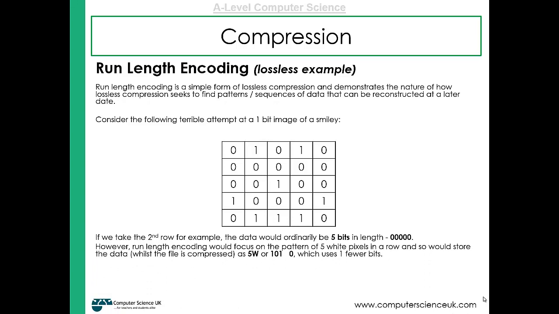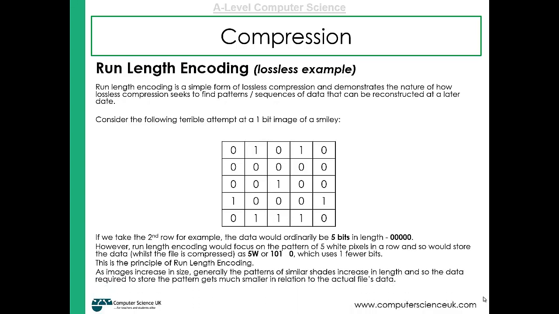Now run length encoding would see that pattern, and what it would do is instead of storing it as 5 bits, it would store it as the number 5, which is how many bits there are, and then the actual bit for each pixel, which would be 0. So it would be 5 whites, or 101, 5, and a 0 for white in this case, which uses 1 fewer bit. So 101, 0 is 4 bits. That is 1 less than the 5 bits in the original image. So that's the principle of run length encoding. Now obviously that doesn't seem like a great reduction, but if you were to consider a larger image with many more patterns of similar shades, we can use run length encoding to drastically reduce the size of the image file.